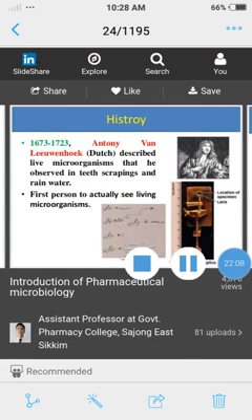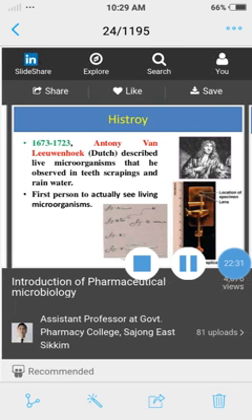First, in history, in 1673 to 1723, Antony van Leeuwenhoek, who was Dutch, described the live microorganisms that he observed in teeth scrapings and rainwater.